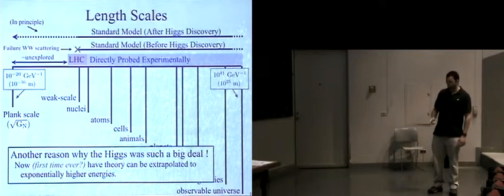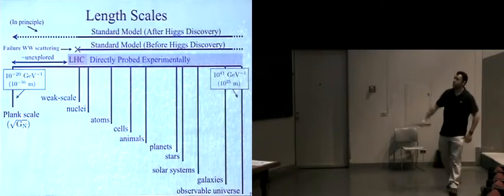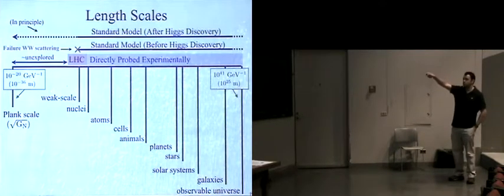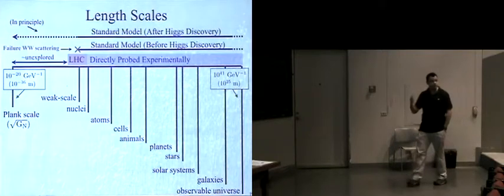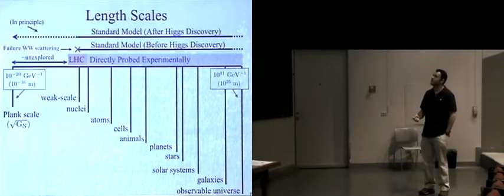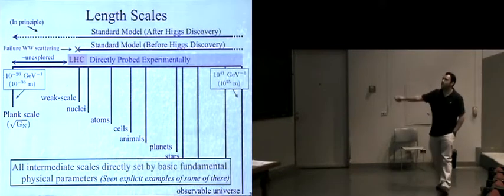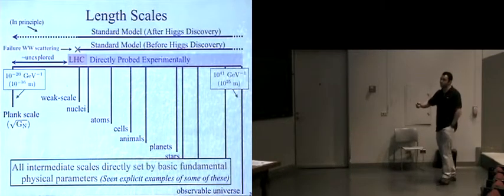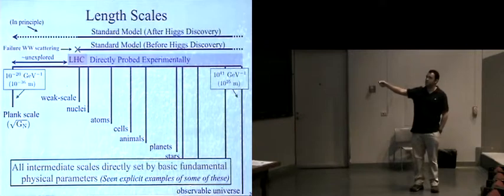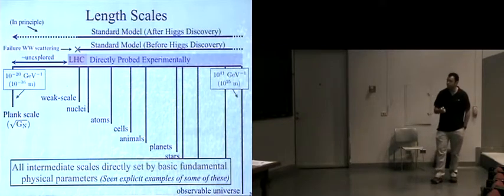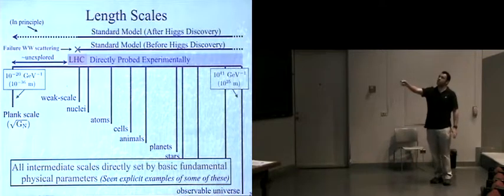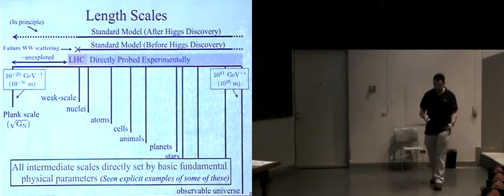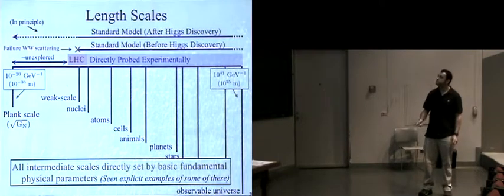Okay, so this is one of the reasons why the Higgs was such a big deal. But in between these scales, as I said, there's really these diverse length scales with a lot of rich structure within this. And my claim is that all of these intermediate scales are really set directly by basic fundamental principles and basic fundamental parameters. And we've actually seen explicit examples of these. So we saw that for the atoms, for planets, and for animals, that these are really dictated by fundamental length scales within the theory. So if we really want to understand all of this, it's enough to just understand the fundamental length scales. So that's what we'll focus on here.